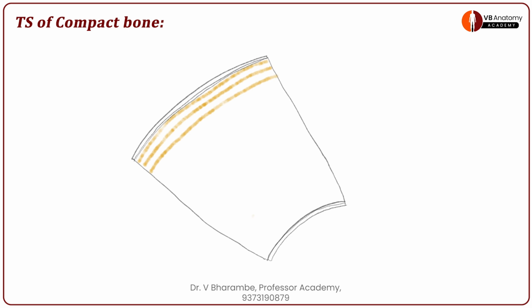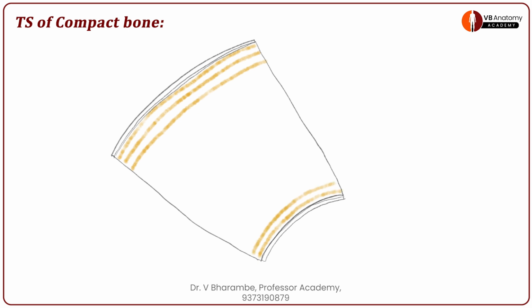Lamellae which are running on the outside beneath the periosteum are called external circumferential lamellae. Those which are running on the inside parallel to the endosteum are called internal circumferential lamellae. So those which are on the outer side of the bone are called circumferential lamellae. Those on the outside are external, those on the inside are internal. Let's now begin to draw the osteons.